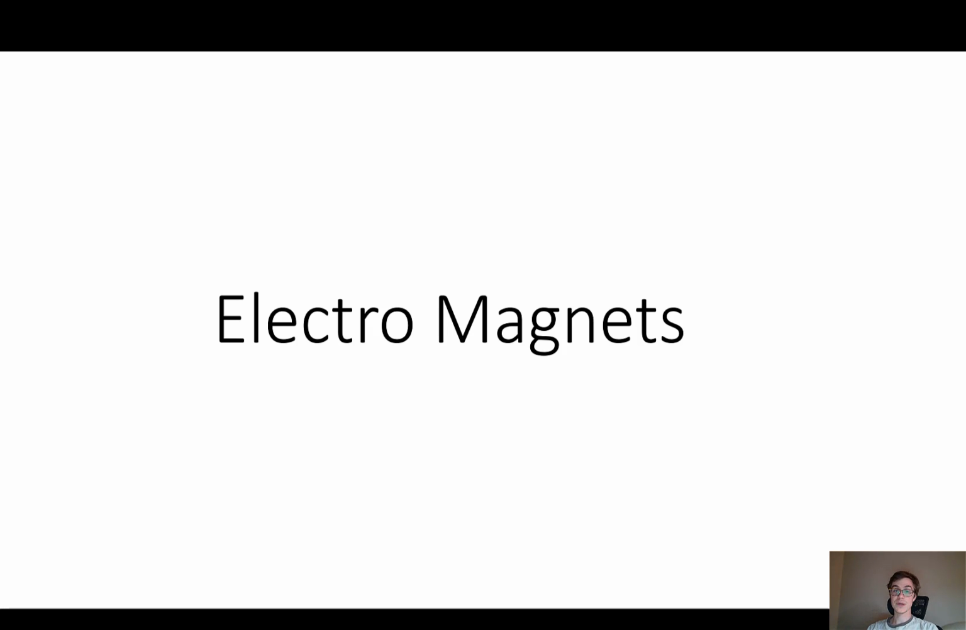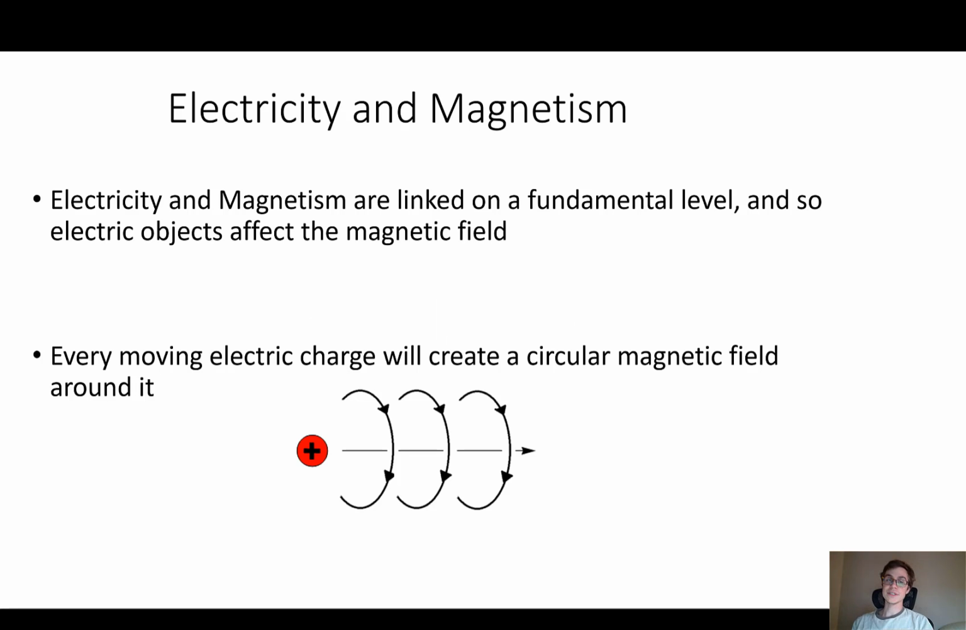Hello. In this quick video, I want to teach you about the basic principles of electromagnets, which are magnets that are not always magnetic. They're basically loops of wire that are turned on and off by electricity. So electricity and magnetism are linked on a fundamental level. These forces are actually different aspects of the same force. It's like it's wearing different masks.